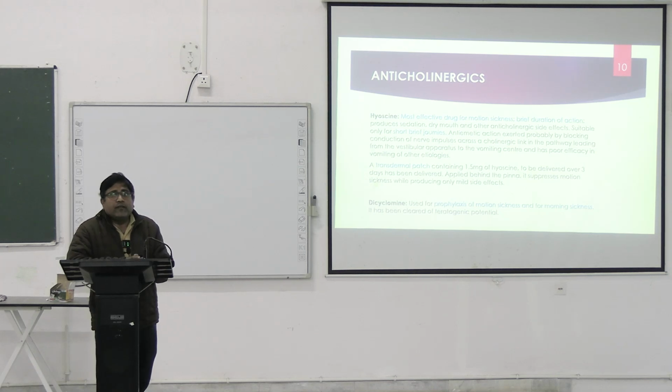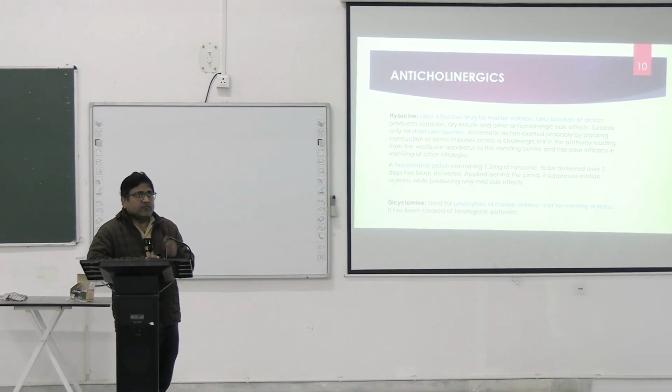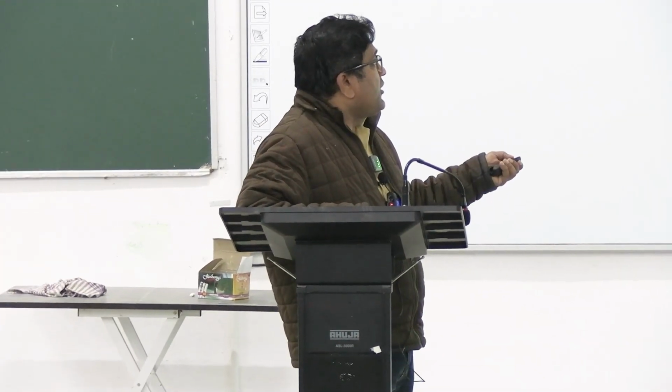What is motion sickness? When a person is going by air, by sea, by car or bus, due to motion there is disequilibrium in the labyrinthine apparatus that causes vomiting because of stimulation of H1 and M3 receptors. Hyoscine is the most effective drug for motion sickness, with a brief duration of action. The problem is dryness of mouth, sedation and other anticholinergic side effects. Suitable for short, brief journeys.